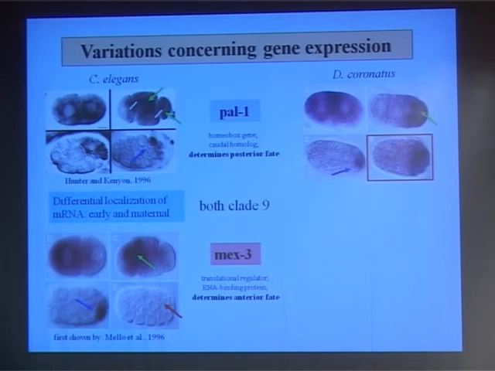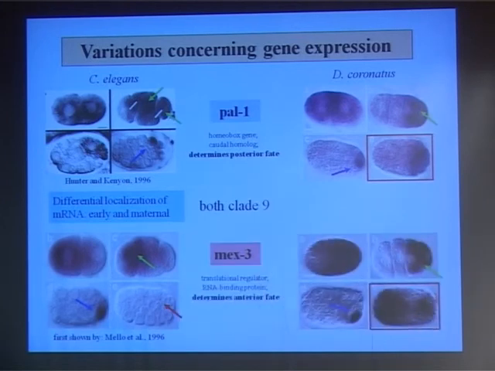If we look in decoronatus, which belongs to the same clade as C. elegans, and look for the PEL1 expression there, it also goes very early to the posterior pole, like it is going here, and eventually it's only found in the germline. Up to that point, it's the same as in C. elegans. But then, later, at the several hundred cell stage, suddenly there is a zygotic expression in the posterior region, which is absent in C. elegans.